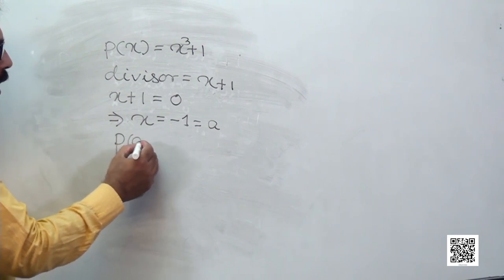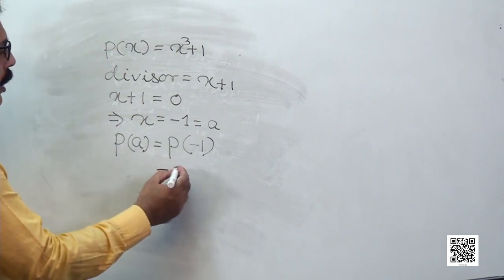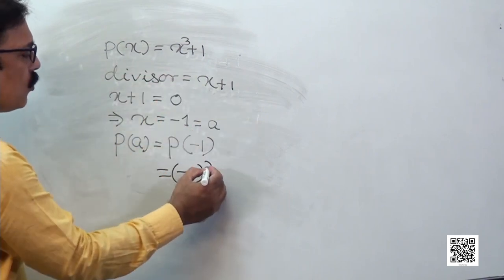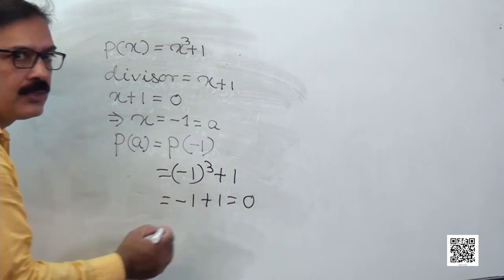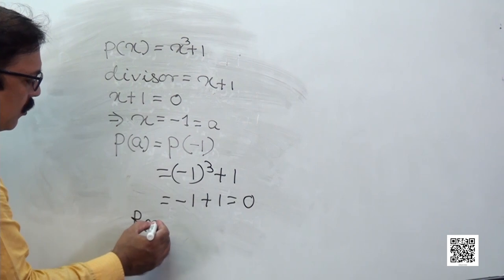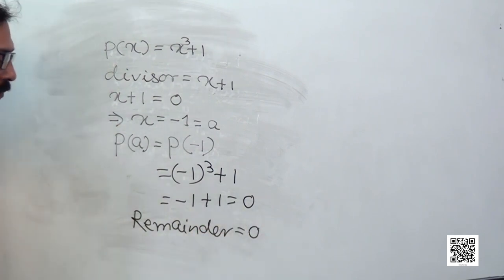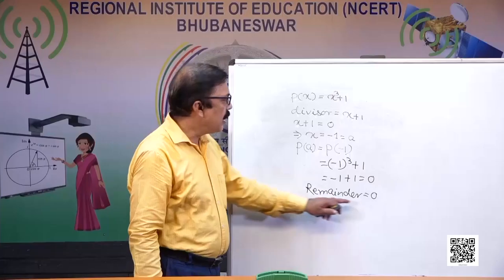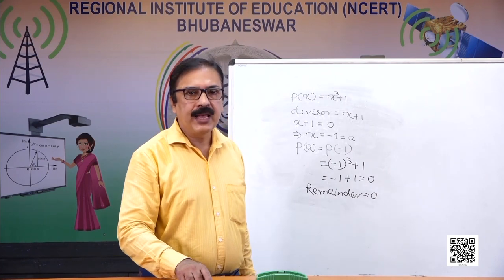We have to find p(a), that means the polynomial value at minus 1. So p(minus 1) is minus 1 to the power 3 plus 1. This gives minus 1 plus 1, which is equal to 0. Now see, we get p(a) equal to 0. So if the division were done, the remainder would be 0. Now in this division, if the remainder is 0, we can say that x cube plus 1 is a multiple of x plus 1.